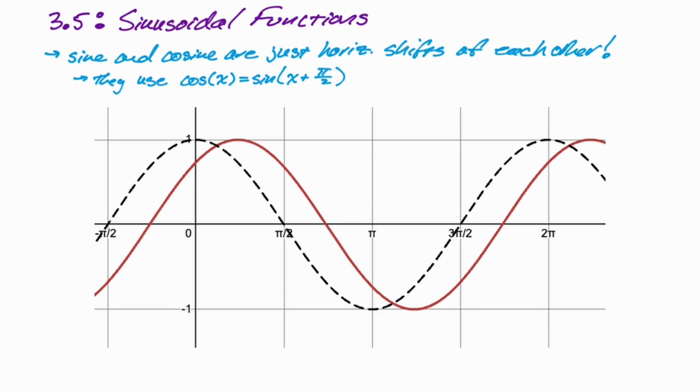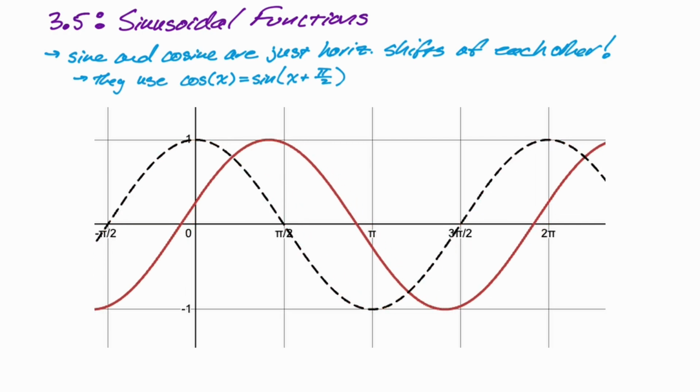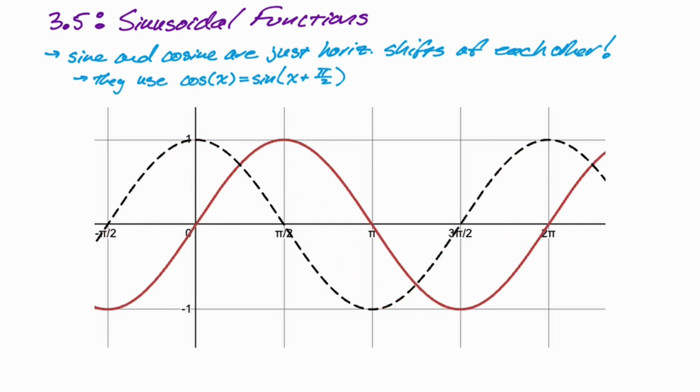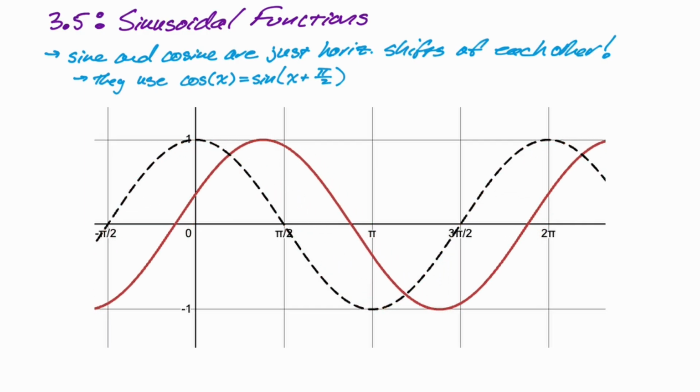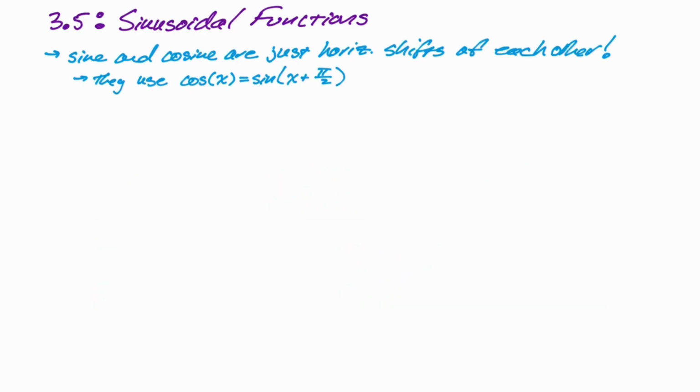I'm going to put in a little video here, and you can just watch me take the graph of sine, which is the solid line, and shift it pi over 2 units to the left, and it's going to completely overlap the graph of cosine, which is the dotted line, and there you go.